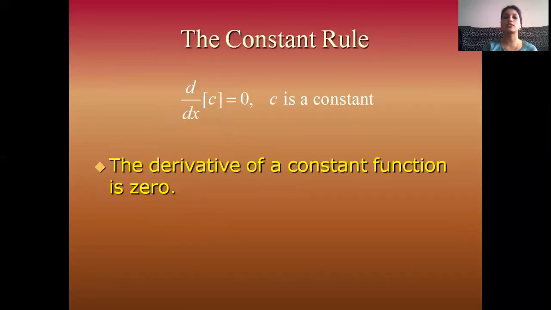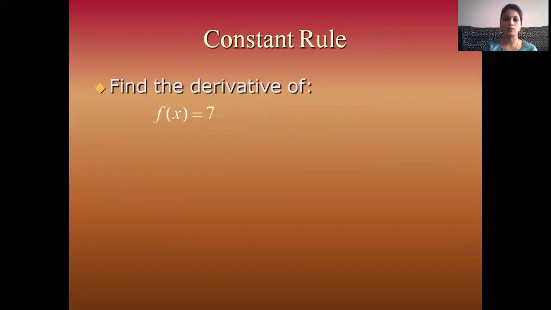Second rule, the constant rule. c is the constant here, and apply the derivative on c with respect to x. Everyone knows that the derivative of a constant function is always 0. So here the derivative of c with respect to x is 0.